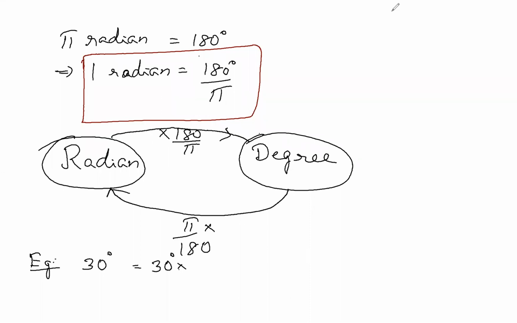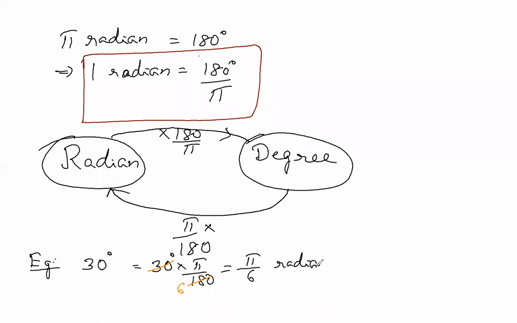Abigail, can you say what to do for the conversion? 30 degree into radian. Multiply by? Pi by 180. Pi by 180, correct. So we can cancel out this 30 and 180, and it comes like 6. So the answer is pi by 6. Pi by 6 in radian.